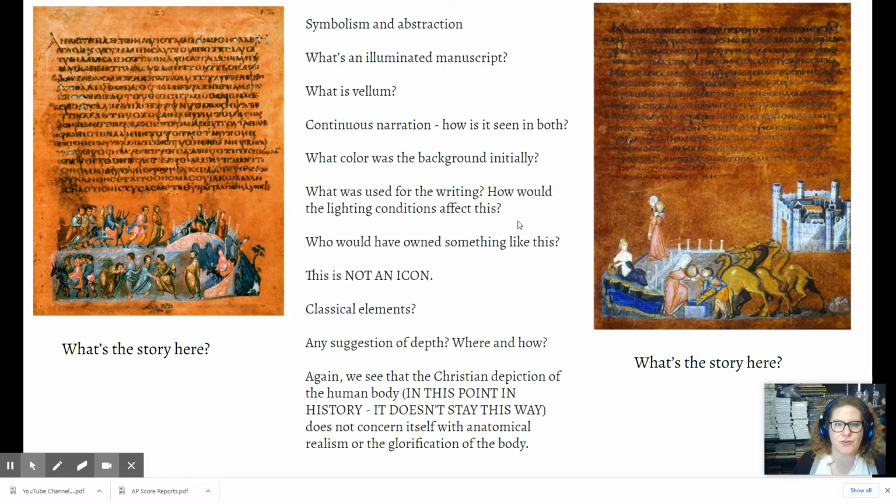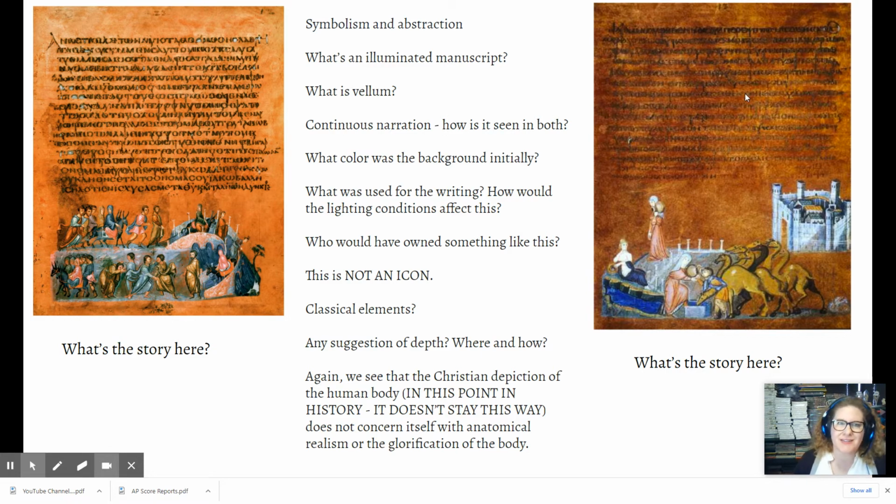You also need to make sure that you're clear on the fact that this is not an icon. An icon is different, right? An icon is usually on wood, and it's painted usually with encaustic, which we remember is essentially colored wax. And it is a prayer. It's a tool for prayer.